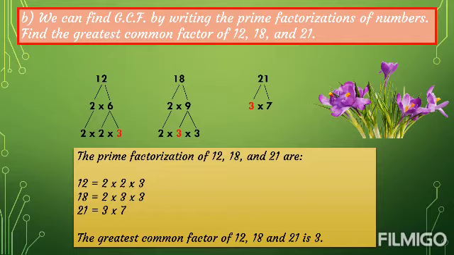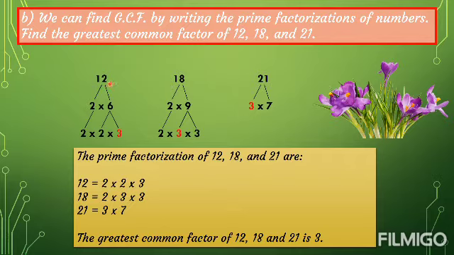Okay, class, we have now another problem here. We can find the GCF by writing the prime factorization of numbers. So we can find the GCF, class, actually using the factor tree. Find the greatest common factor of 12, 18, and 21 using the factor tree. The first one we have here is 12. So you can find the factors of 12 using the factor tree.